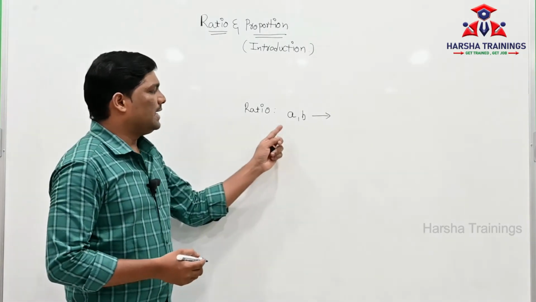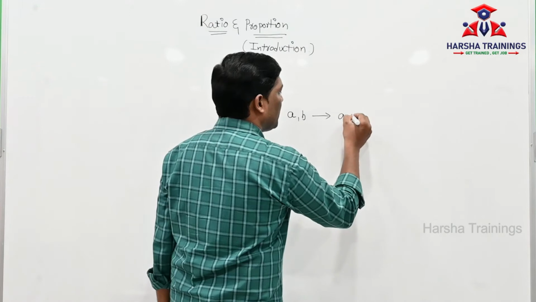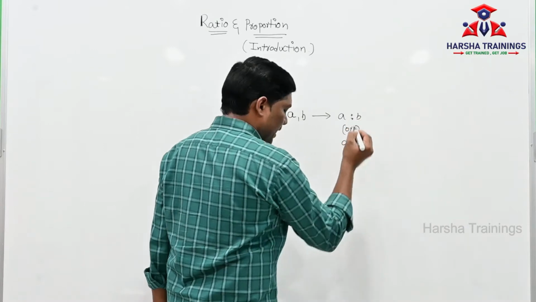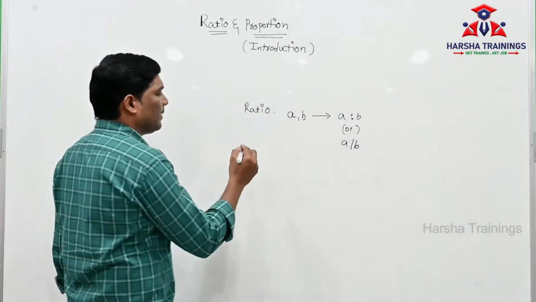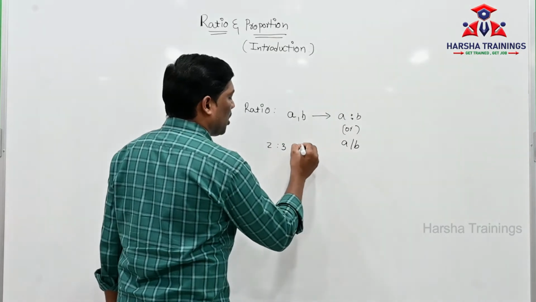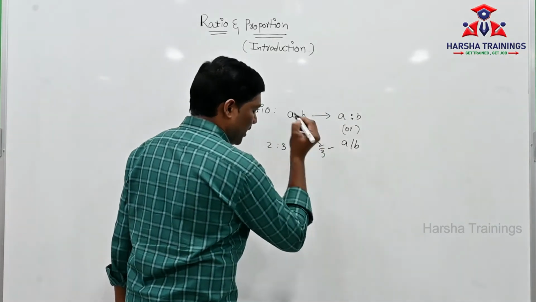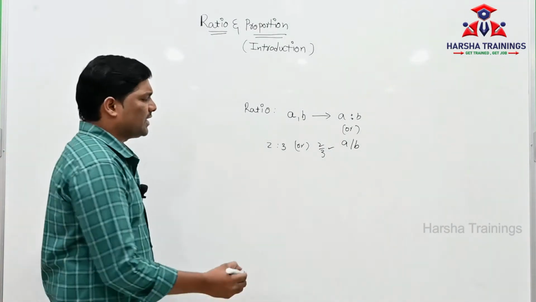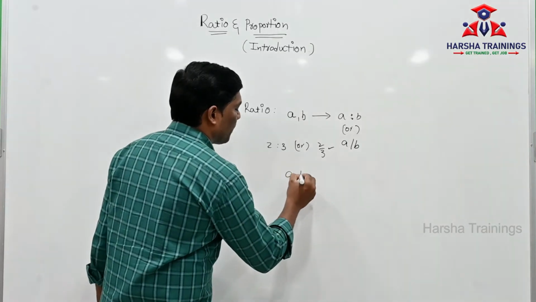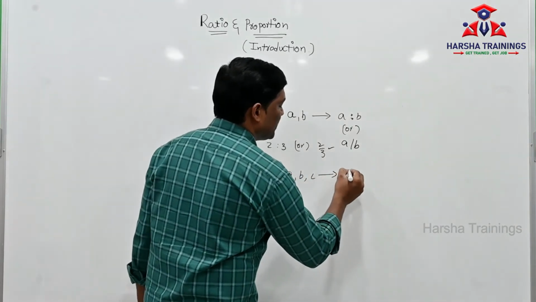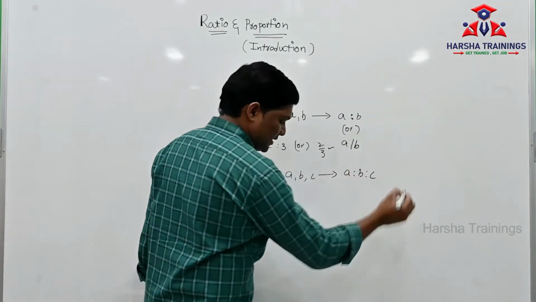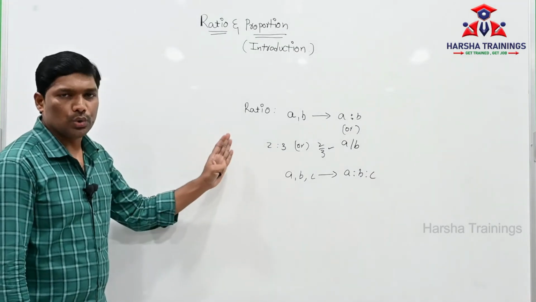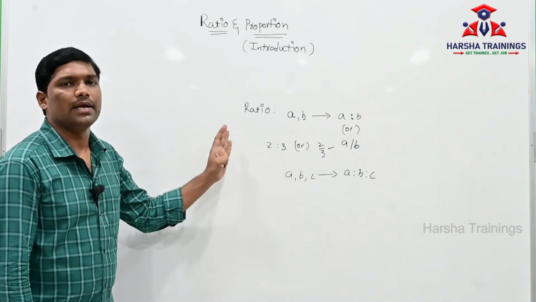For example, for A comma B, the ratio is A is to B, or A by B, same thing. For example, 2 is to 3 or 2 by 3 is the same. For three quantities A comma B comma C, the ratio is A is to B is to C. Just remember guys, ratio means two quantities of the same units is called the ratio.